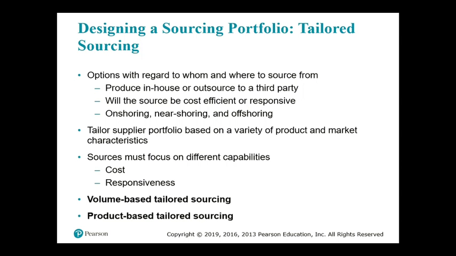Another way is product-based tailored sourcing. This is to say the low volume products with high uncertainty are going to be sourced from a responsive source, whereas high volume but low uncertainty products are going to be sourced from a cost-efficient source. So basically, product-based tailored sourcing is what Zara used in our previous example.